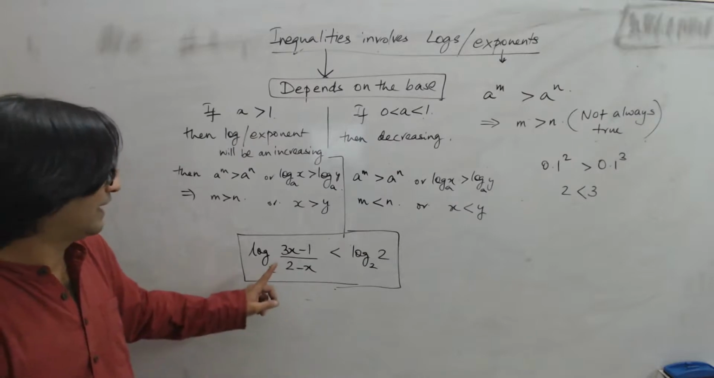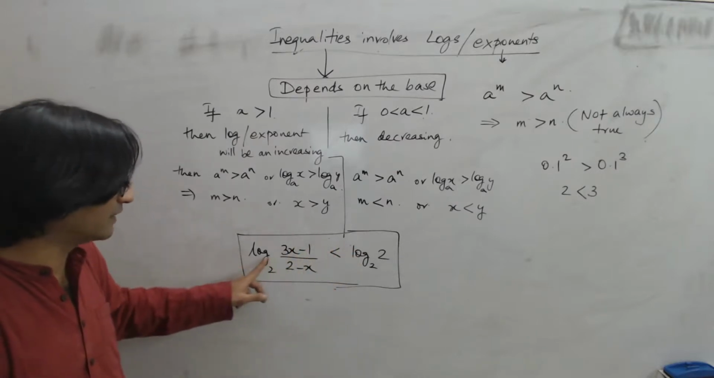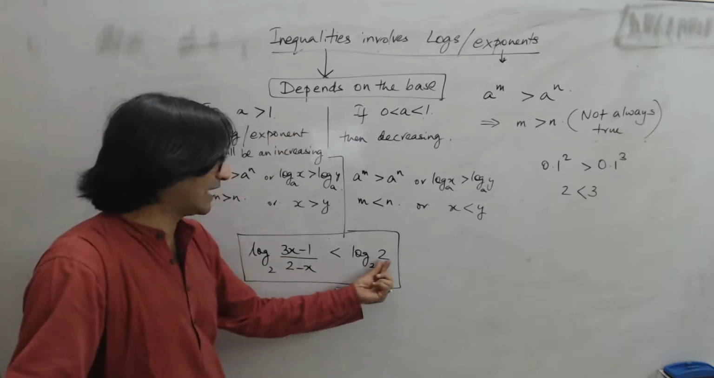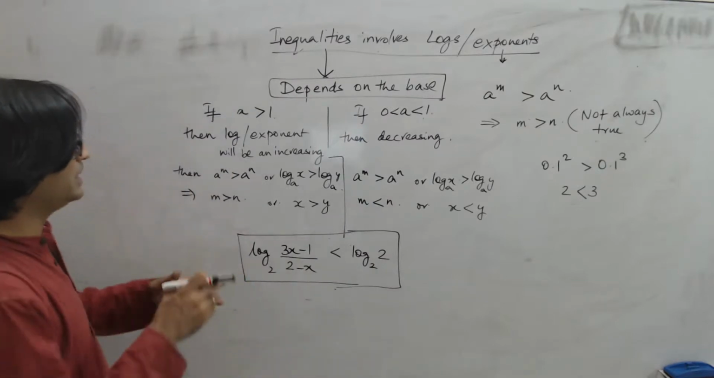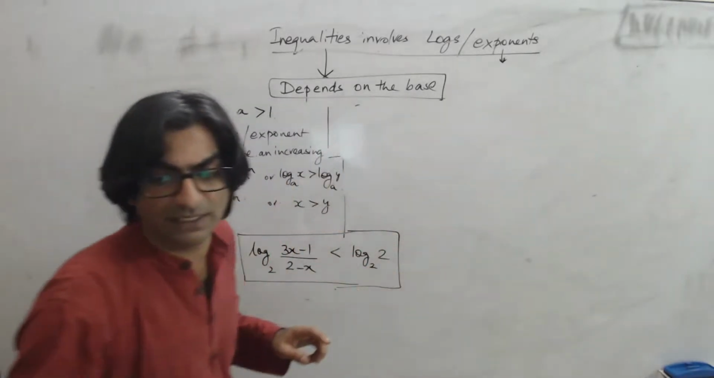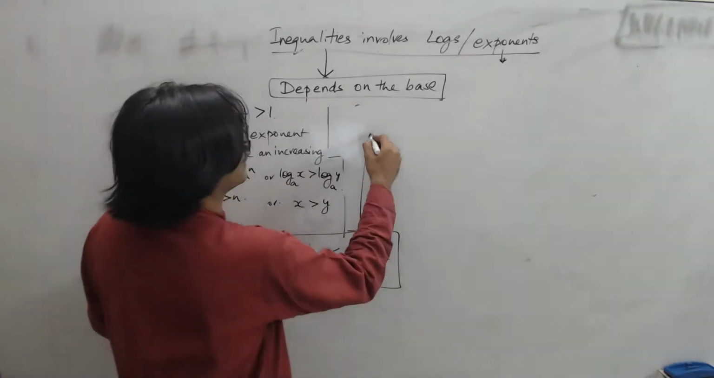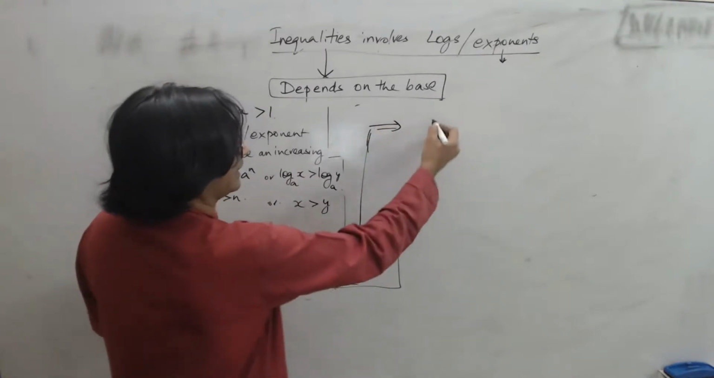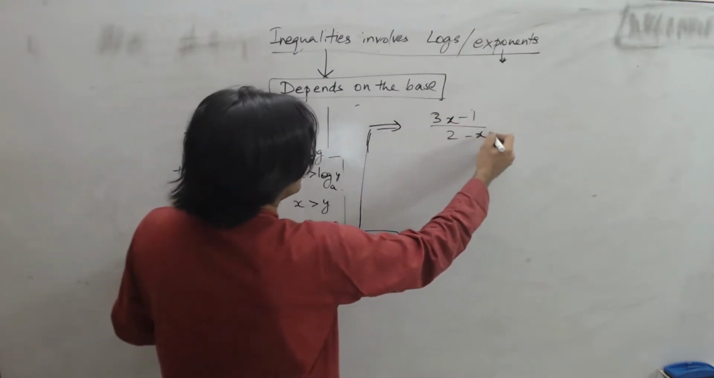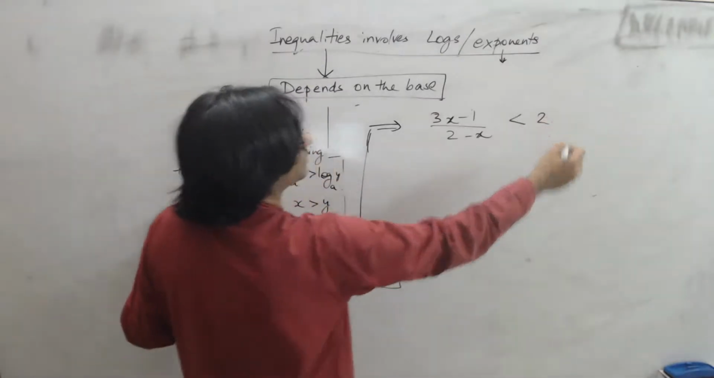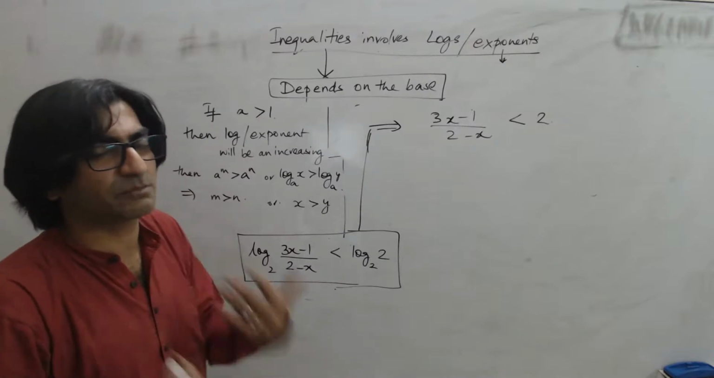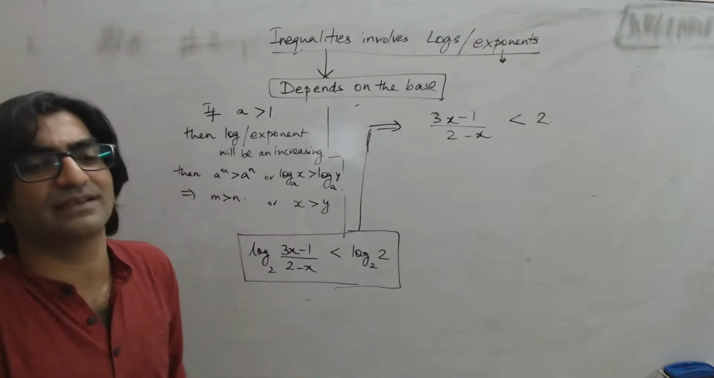So now look at this. I have one log less than the other log when the base is greater than 1. When the base is greater than 1, the log that is greater will have a radicand which is greater. So immediately in this question, I can directly use this property and say that the radicand (3x minus 1) by (2 minus x) must indeed be smaller than 2 because the base is greater than 1. But this question is especially tricky because there is one more constraint that we will need to use.